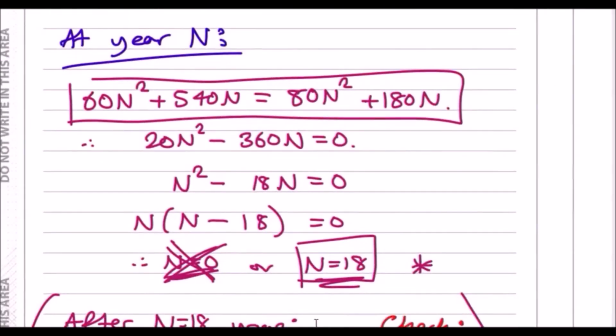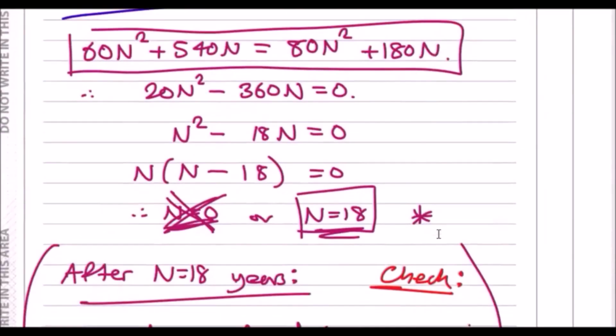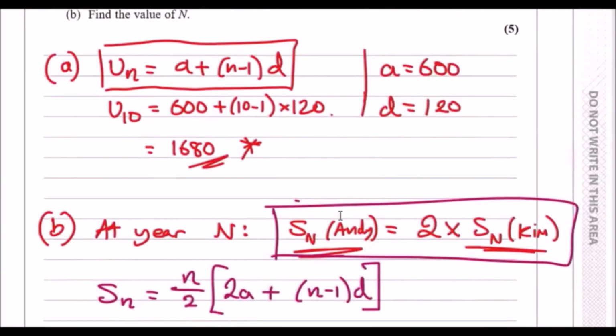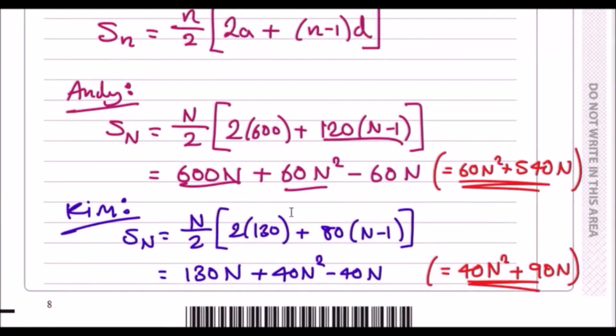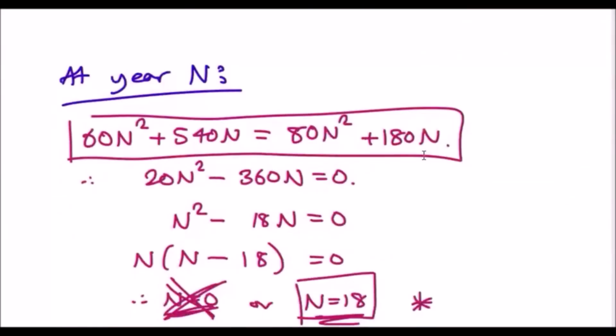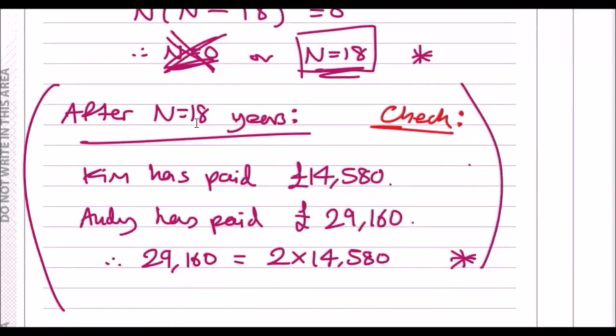We found n is 18, but sometimes, you know, in the exam, there's a lot of pressure, especially on these long questions. I would firstly plug n equals 18 back into both of their sum formulas, just to see how much they really pay in pounds. When I did that, I realized that Kim actually paid 14,580 pounds, while Andy paid practically double, 29,160.